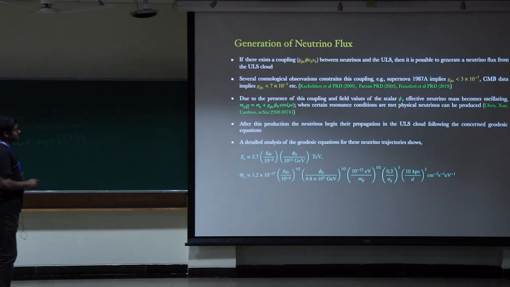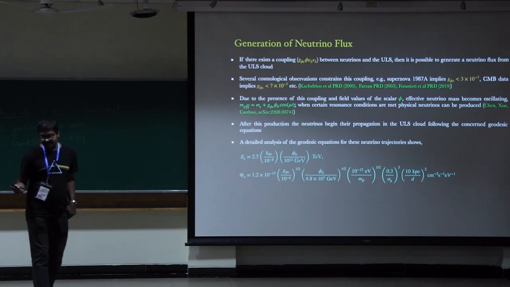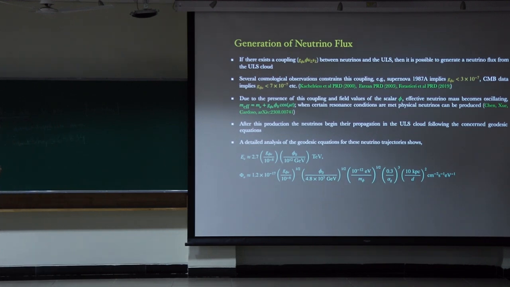Now the next step is, if we have the neutrino coupling like this. So let's say we have this kind of effective coupling, then it is possible to generate a neutrino flux from that ULS cloud as well. So how are you going to do that?